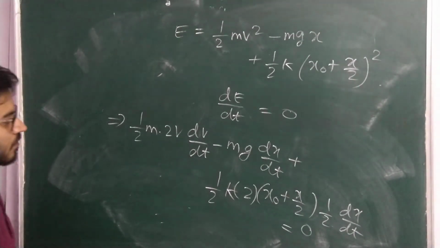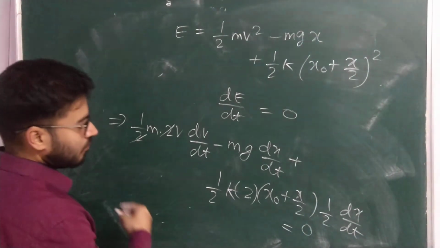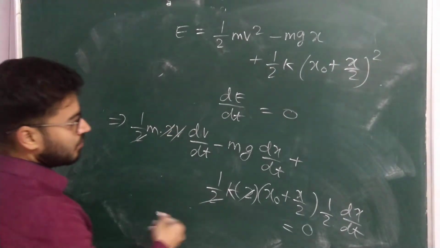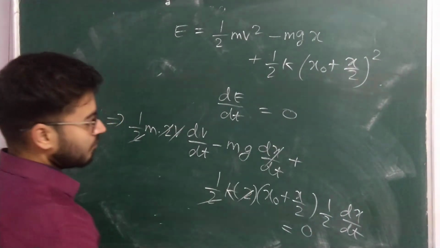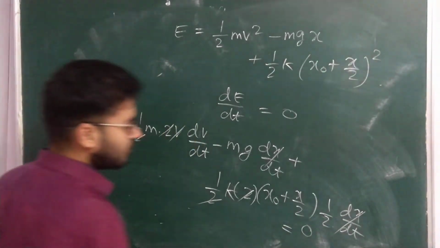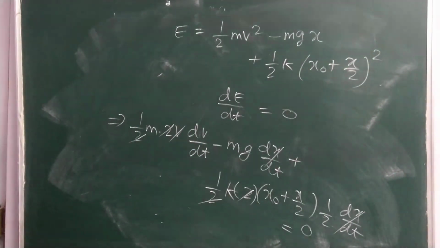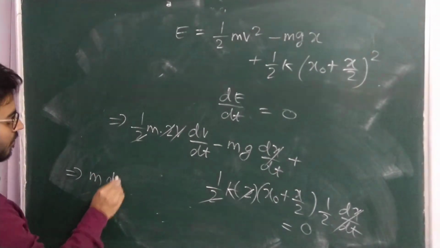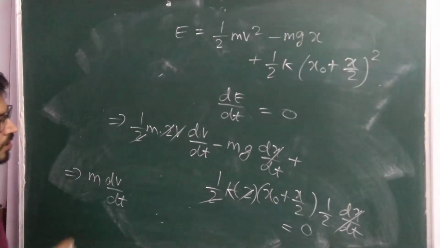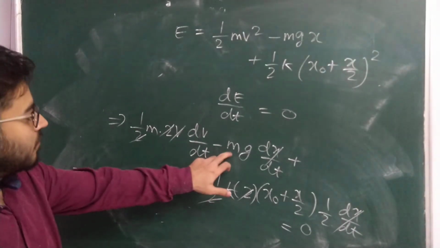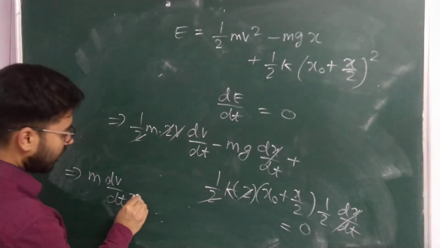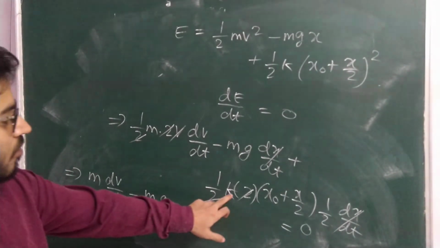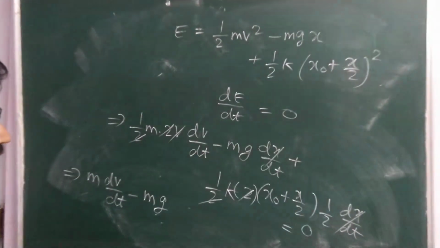And now you can see one thing, 2 here gets cancelled, obviously 2 here also gets cancelled, velocity gets cancelled, dx by dt is also velocity, so velocity gets cancelled throughout. Is it okay? So that equation that we find is m dv by dt. Next term is minus mg, you can see. Then we have x naught. Remember, x naught was 2 mg by k.